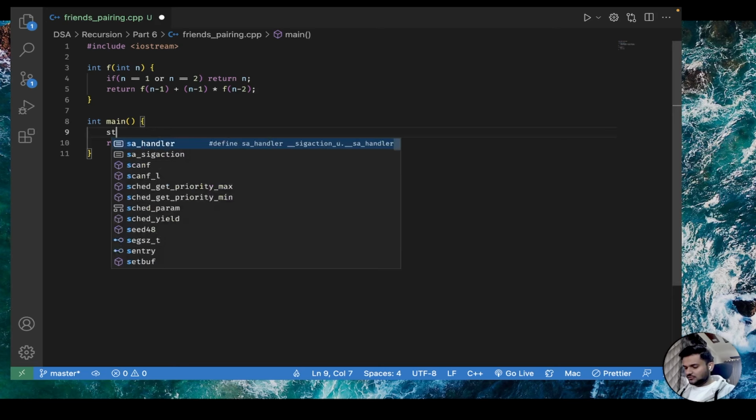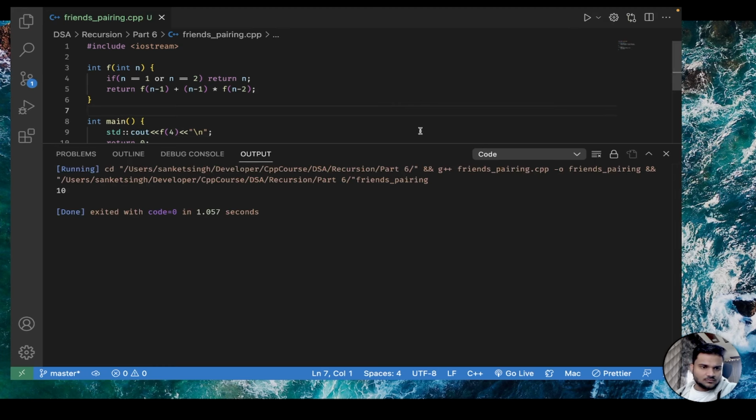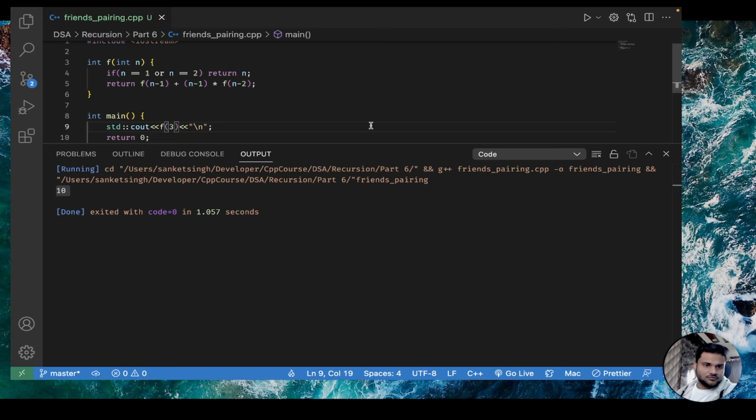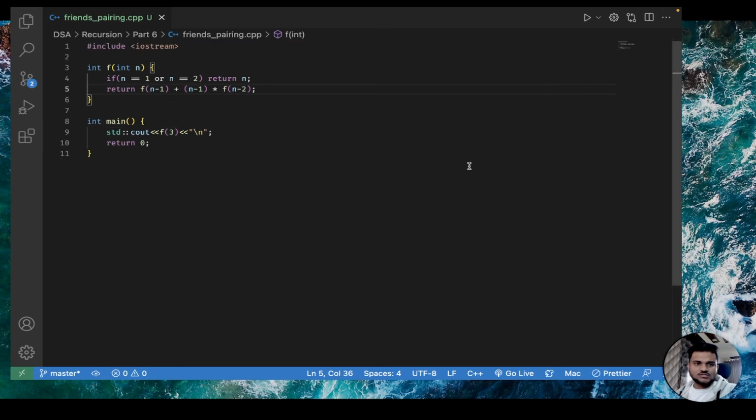And if you try it here, cout, let's say f of 4. If you run it, you can see we are getting 10. That's the correct answer. If you try for f of 3, we should get 4. That's the correct answer. So this is how you can implement the problem of friends pairing.